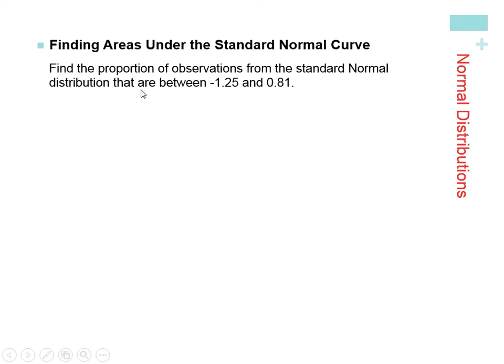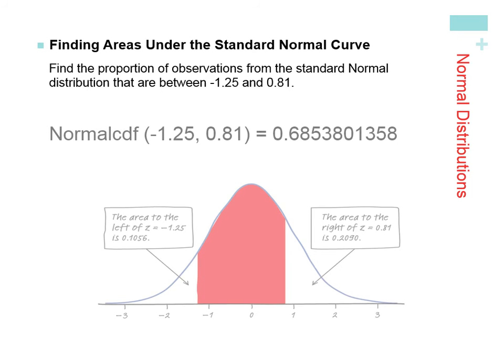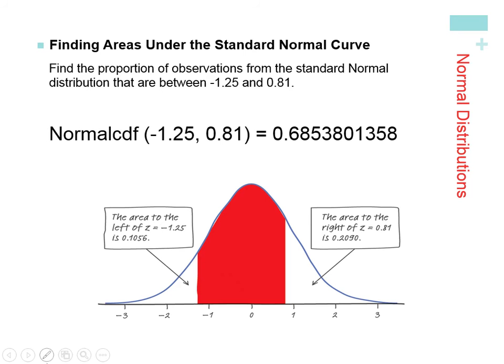So, a different question here, and this one says find the proportion of observations under the standard normal curve that have z-scores between negative 1.25 and 0.81. So what you get from this is a normal curve that looks like this. Here's a z-score of negative 1.25. Here's a z-score of 0.81. And I basically want to know what's the area under the normal curve that's in here.